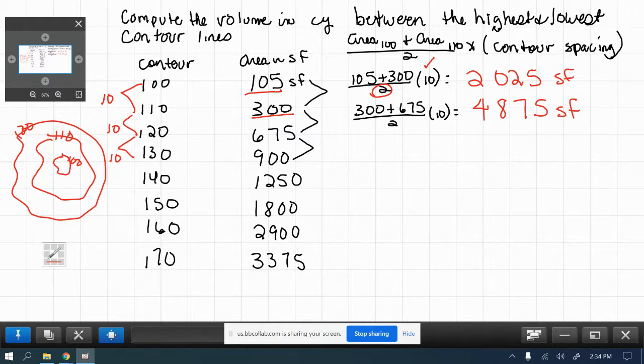I'm not sure, did they, you had like this. Are any of your charts set up like this? So the next one is going to be 675 plus 900, divided by 2 times 10. I don't know why you gave me 2025 for the first one. It is 2025. Oh, okay. Right here. See it? Oh, okay, 2025. You're right. And I might just say this column is square feet, so I don't have to put it.